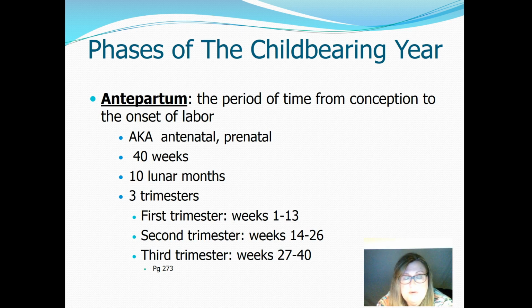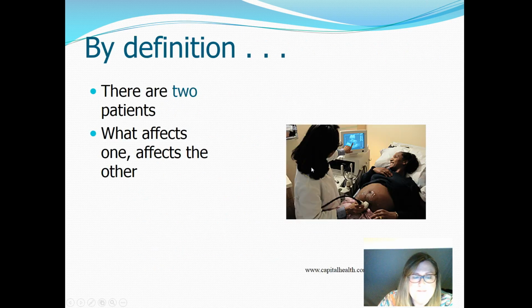It's 40 lunar weeks, 10 months, and there are 3 trimesters: 1 through 13, 14 through 26, and 27 through 40. By definition, there are 2 patients. Obviously, there's a mom and a baby, so what one does affects the other. If mom has an exposure to drugs or cocaine, it can affect the baby. If baby has a fetal bleed, that can affect the mother. So there are 2 patients this entire time.